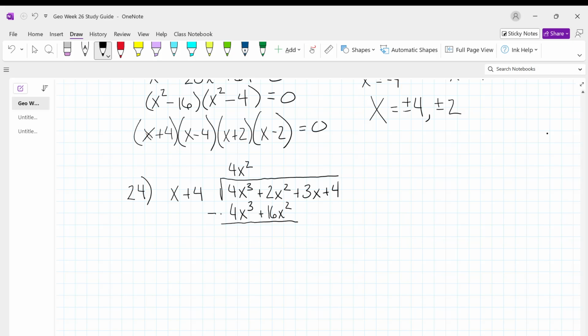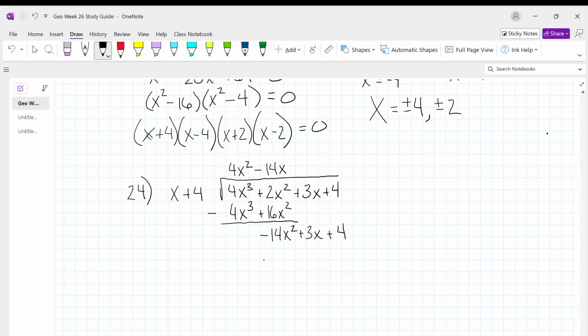And 2x squared minus 16x squared is negative 14x squared. Then we bring down the plus 3x, and we bring down the plus 4. And then repeat the process. We divide x into negative 14x squared. And that would go negative 14x times.